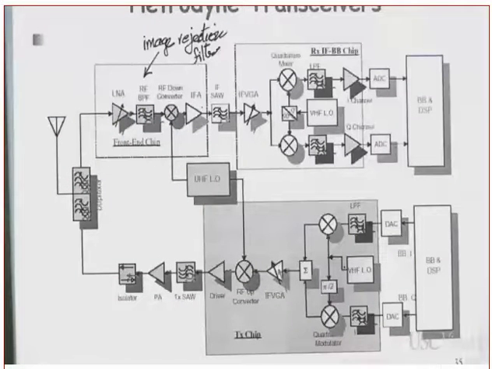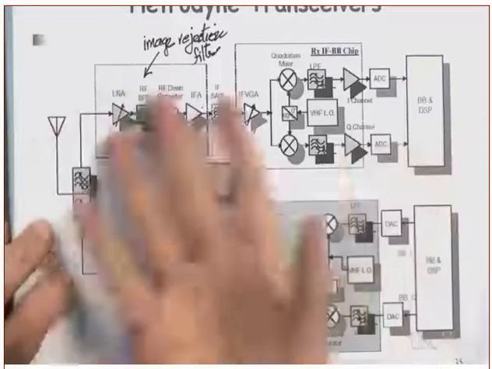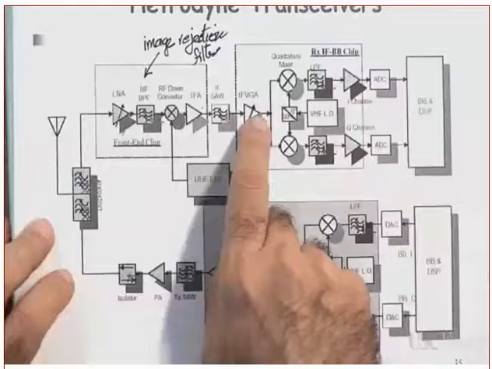Extremely high, which means we need what? Extremely sharp, high order filters to select the channel right away. Clear? Okay, that's why we call it super heterodyne. Good.